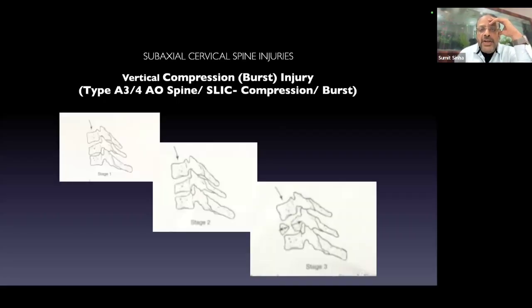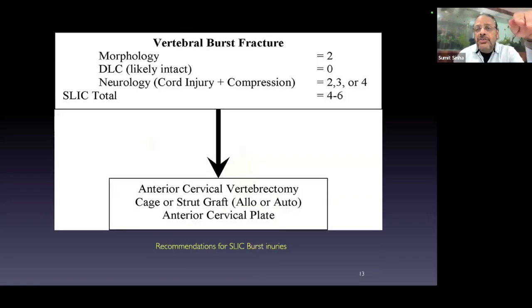Let's see what a burst fracture is. This is the progression of the burst fracture, and this is what we already know. These are type A3 or type A4 AO Spine, and in the SLIC scoring, this burst fracture is given 2 points on the basis of the fracture morphology. And this is the treatment algorithm for the vertebral burst fracture. SLIC scoring carrying a total of 4 to 6 means that you have to intervene.